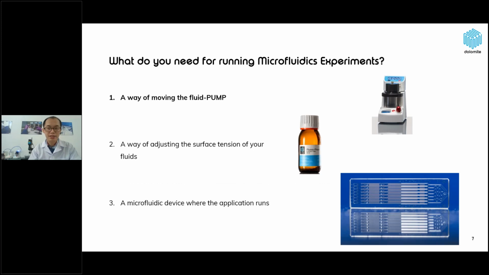There are three things you must have for running a microfluidic experiment. You will need a pump, you will need a surfactant, and you will need a chip, which is the device where the application runs. Today we will talk about one of the very important factors, the pump. So why is the pump important in microfluidics? For microfluidics to have good responsiveness, stability and reproducibility, the fluid must flow under smooth conditions. If the fluid runs without smoothness or precision, many advantages of microfluidics will be lost, like you cannot get monodisperse or well-dispersed particles or emulsions.